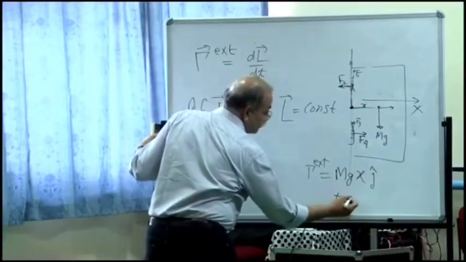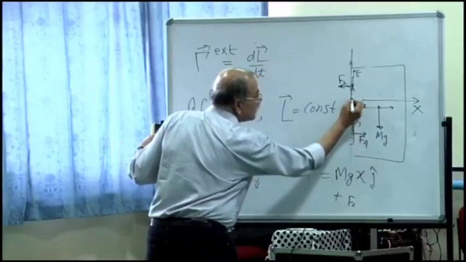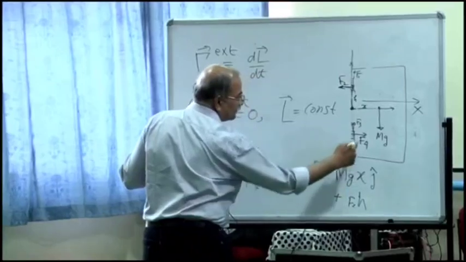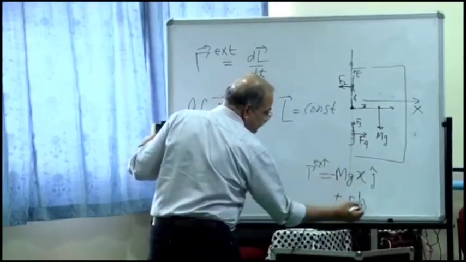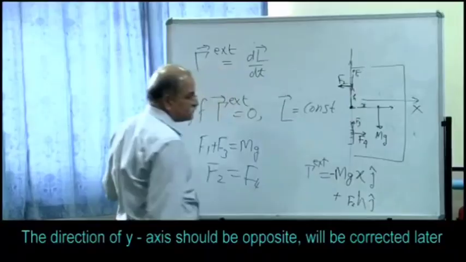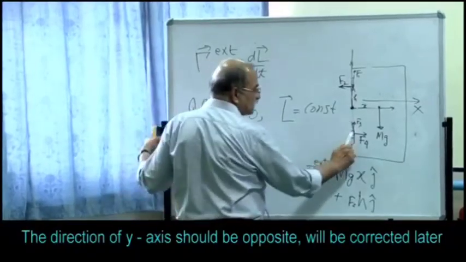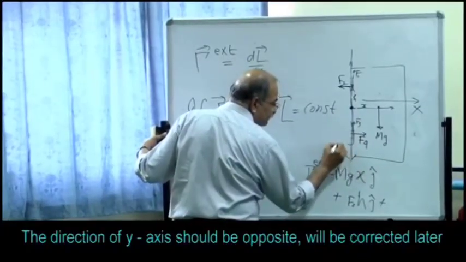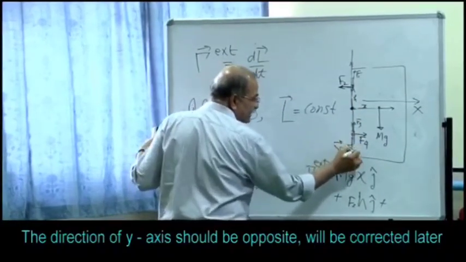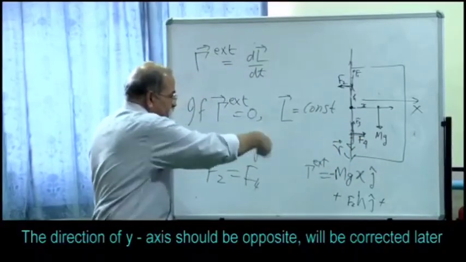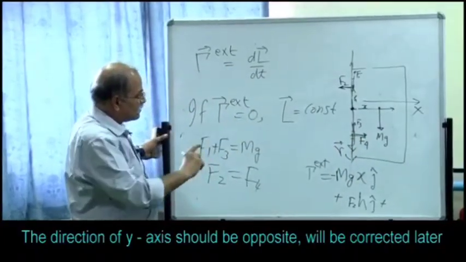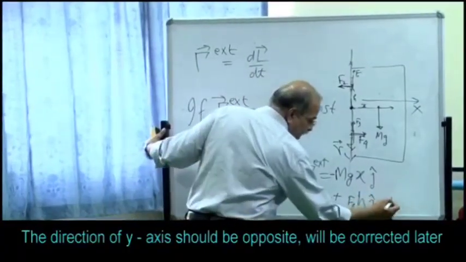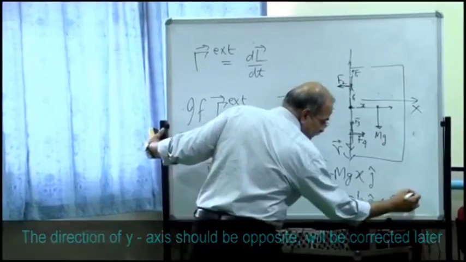So it is F2 into H, and this was minus and this is plus. What about this F4? The R vector is in this direction, this is the position vector, and F is in this direction. R cross F is anti-clockwise, so towards me. So this is again F4 H j cap.